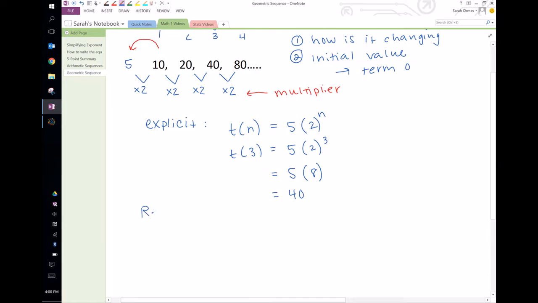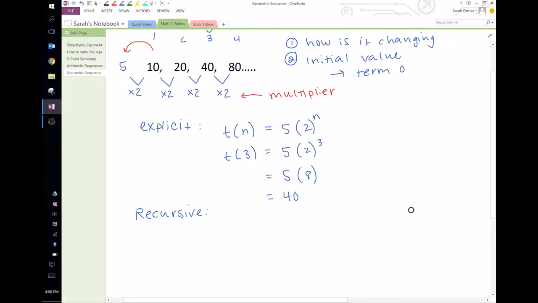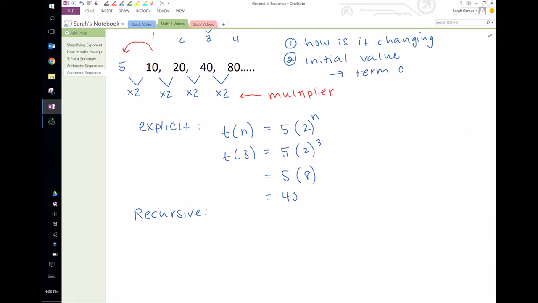Next one, recursive. So remember, recursive equations are the ones that look a little bit trickier, but honestly I think they're easier to find. So your recursive equation always starts like this. This tells me that I'm looking for the next term. The plus 1 means the next term. So to get to the next term, think about it in words. I'm going to take the term before it and I'm going to multiply it by 2. That's all you need to do.